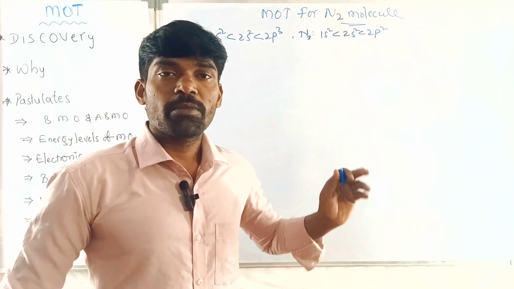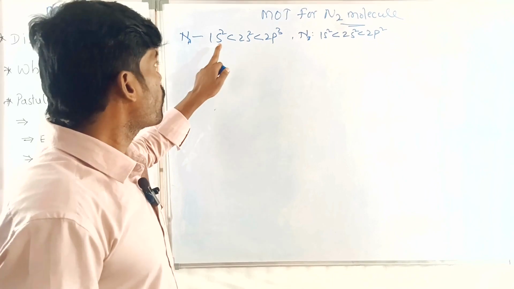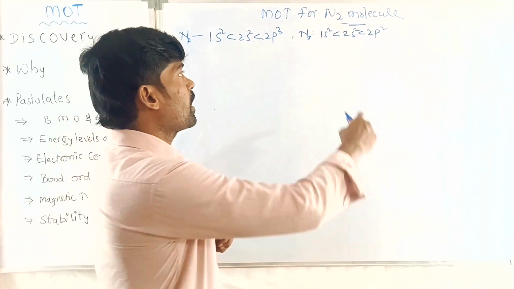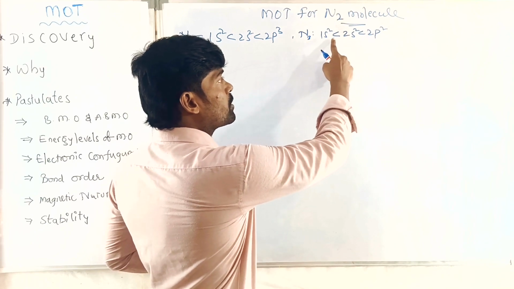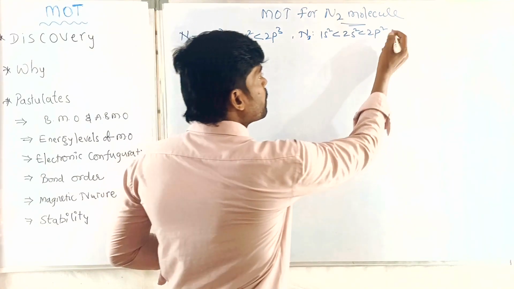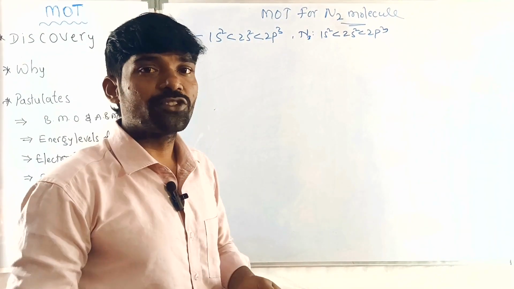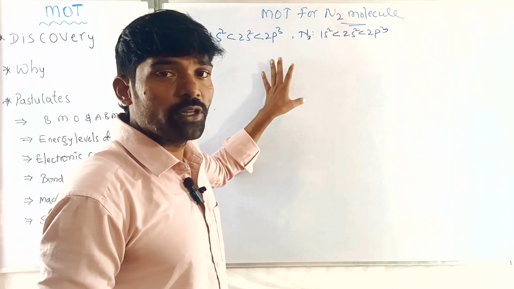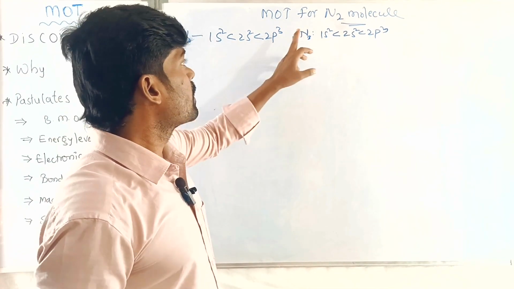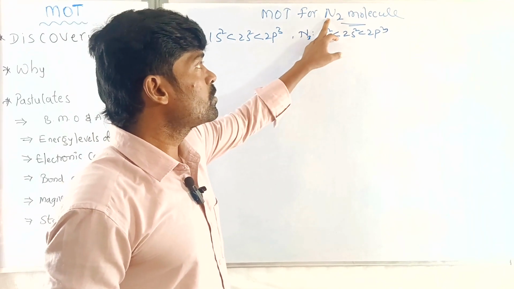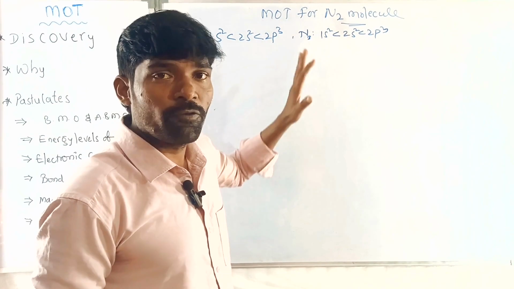Let's check the molecular orbital theory for the N2 molecule. Nitrogen electronic configuration is 1s2, 2s2, 2p3. Another nitrogen atom also has electronic configuration 1s2, 2s2, 2p3. When these two nitrogen atoms combine with each other, they will produce the N2 molecule. How can they combine? Through their atomic orbitals, they combine with each other and produce N2 molecular orbitals, and the resultant N2 molecule will form.